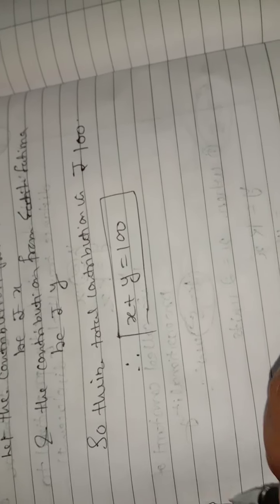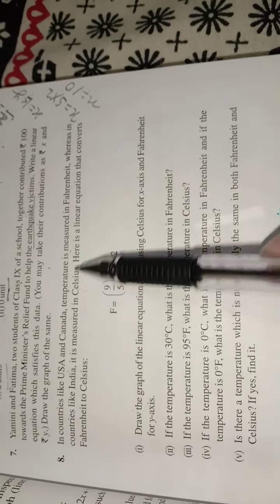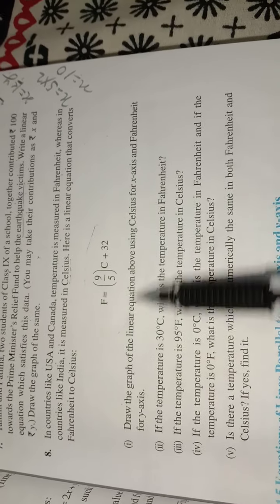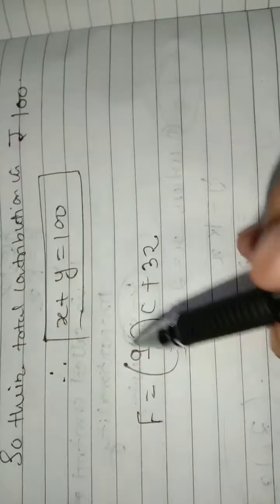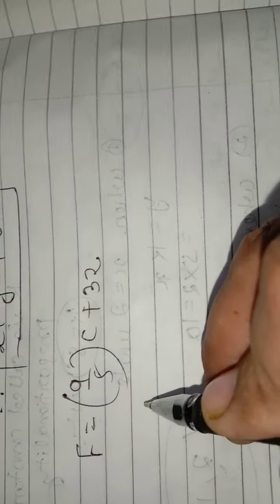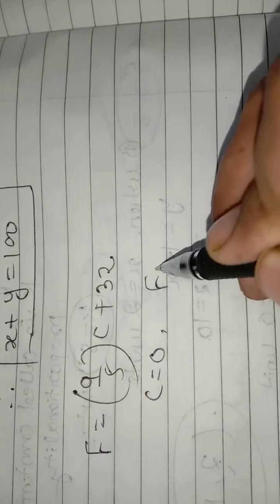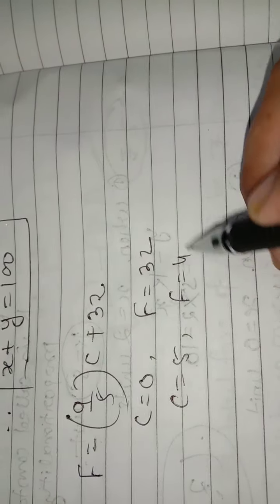Now question number 8 is left. In countries like USA and Canada, temperature is measured in Fahrenheit, whereas in countries like India, it is measured in Celsius. Here the relation between Fahrenheit and Celsius is given. We have to draw the graph taking Fahrenheit and Celsius. I am giving you the values and you plot the graph. Take C is equal to 0, you will get F is equal to 32. I have solved this already, so I am giving it to you. Take C is equal to 5, you will get F is equal to 41, and C is equal to 10, F is equal to 50.